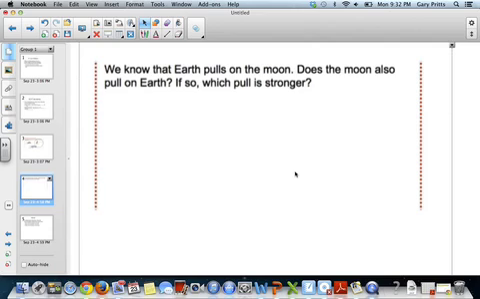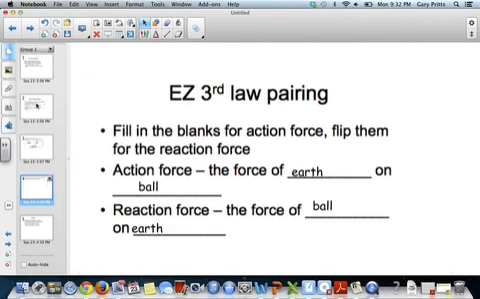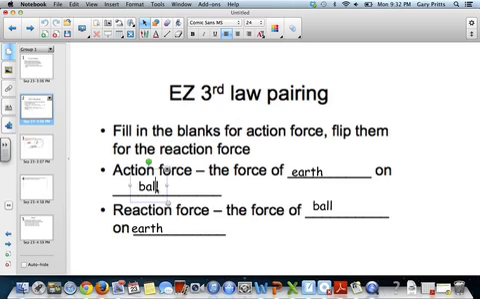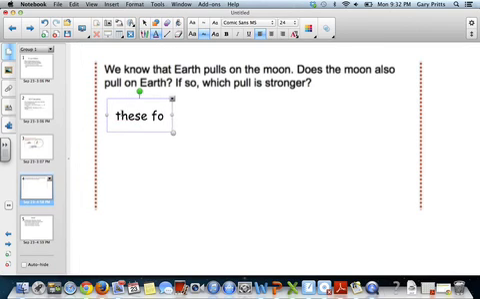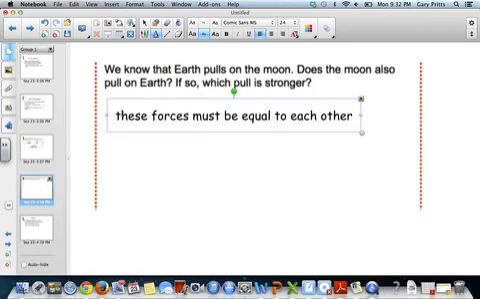So here's an example. If the Earth pulls on the moon, does that mean the moon pulls on the Earth? Well, let's look. If we have the Earth pulling on the moon, I guess that means that you also have to have the moon pulling on the Earth. All right? So it has to go both ways. You cannot have a force that doesn't. And those forces have to be equal to each other. These forces must be equal to each other. That is the definition. That is Newton's third law. It cannot be any other way.